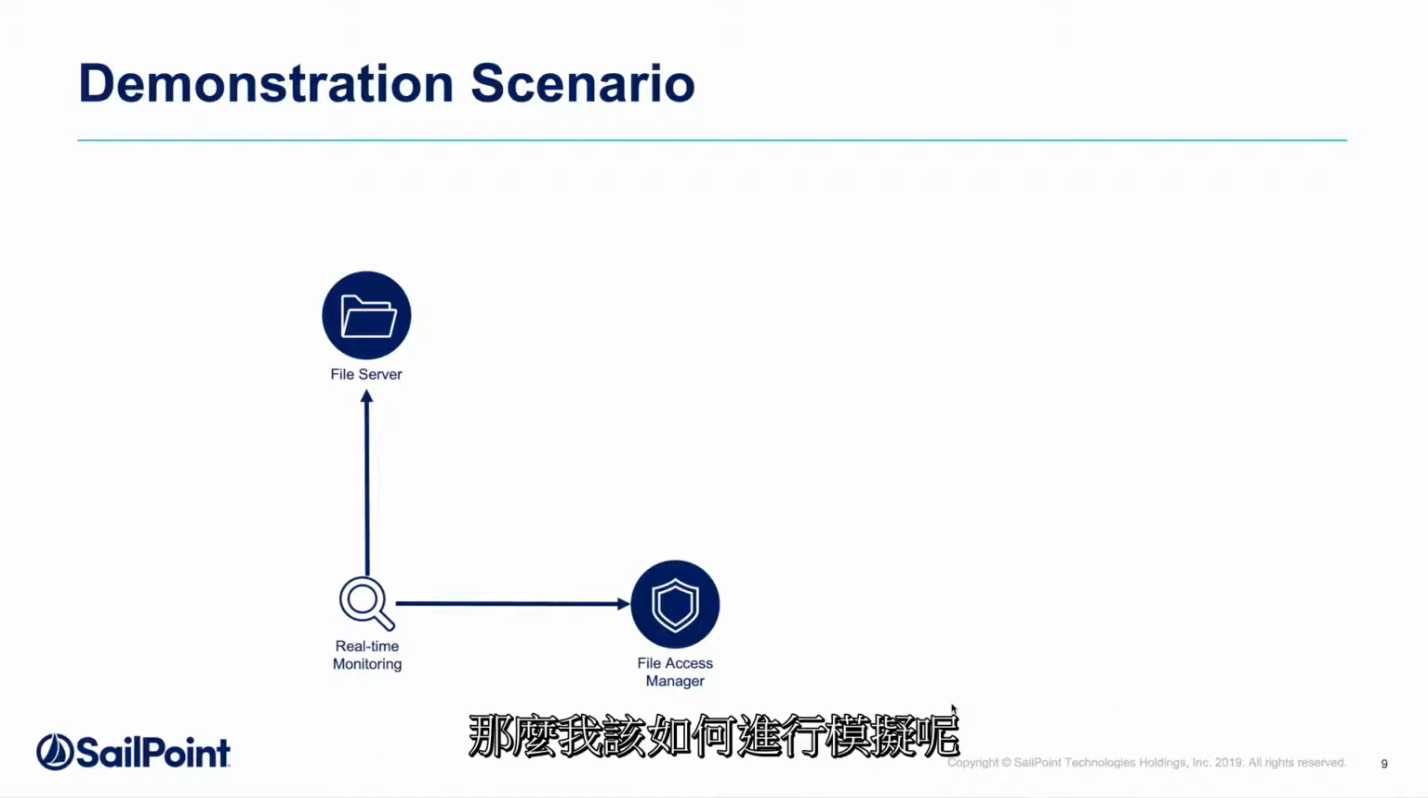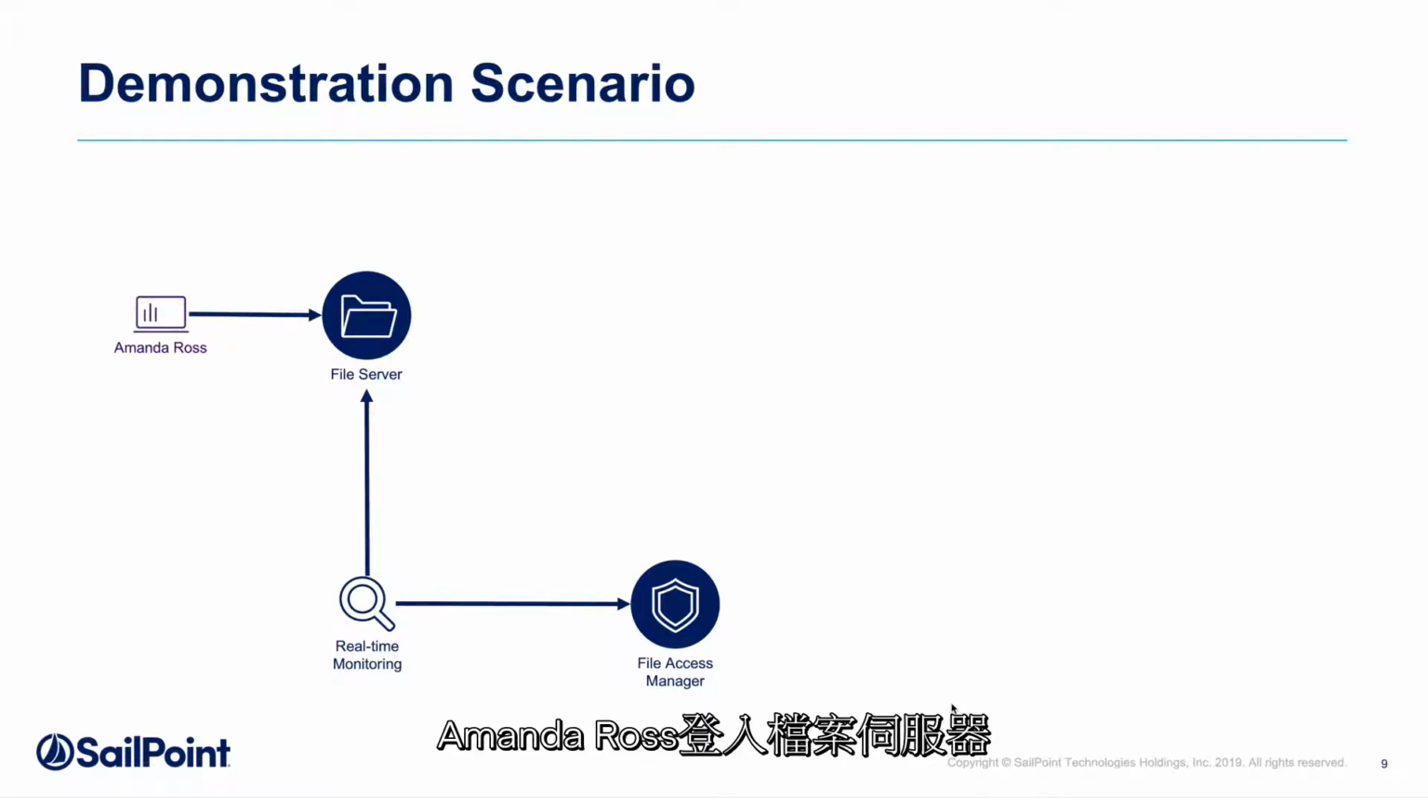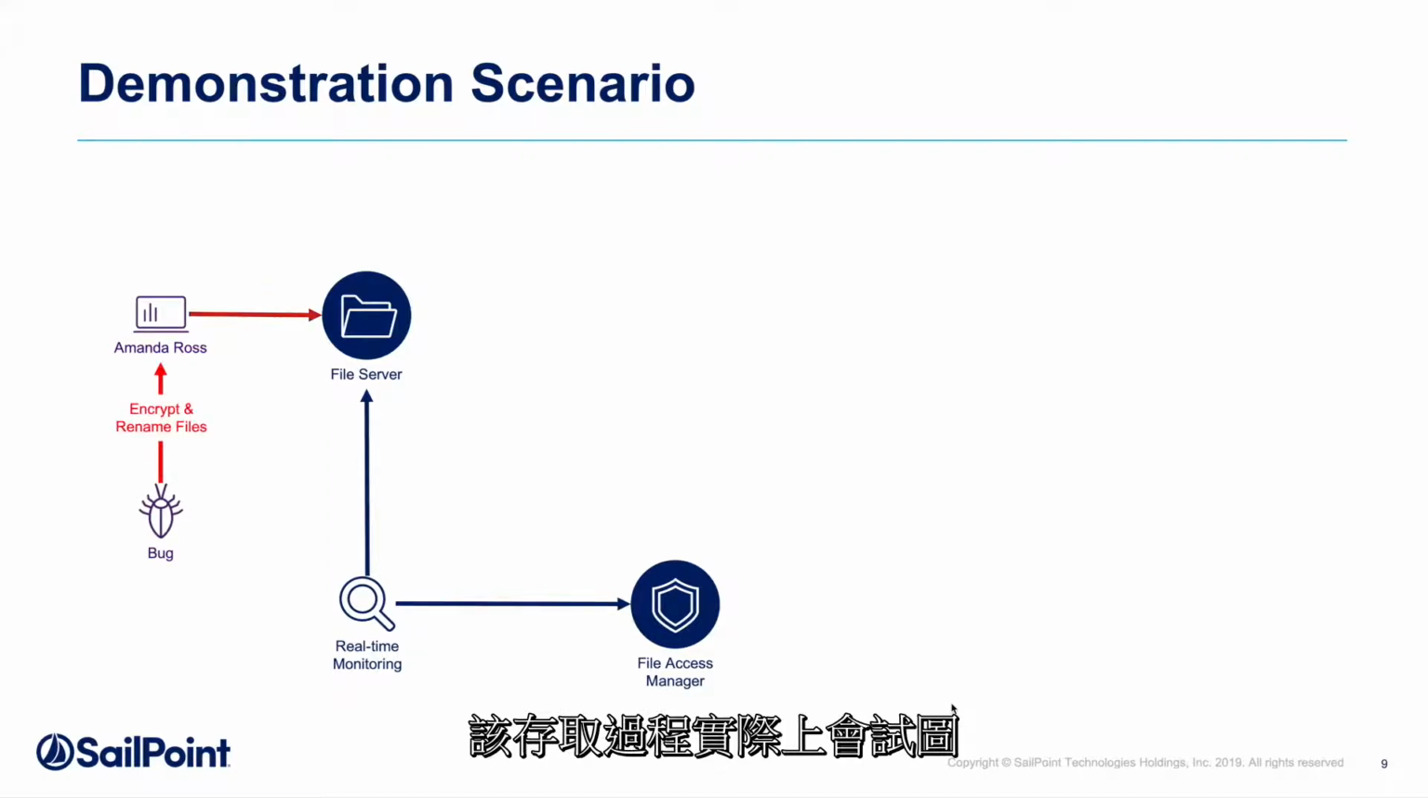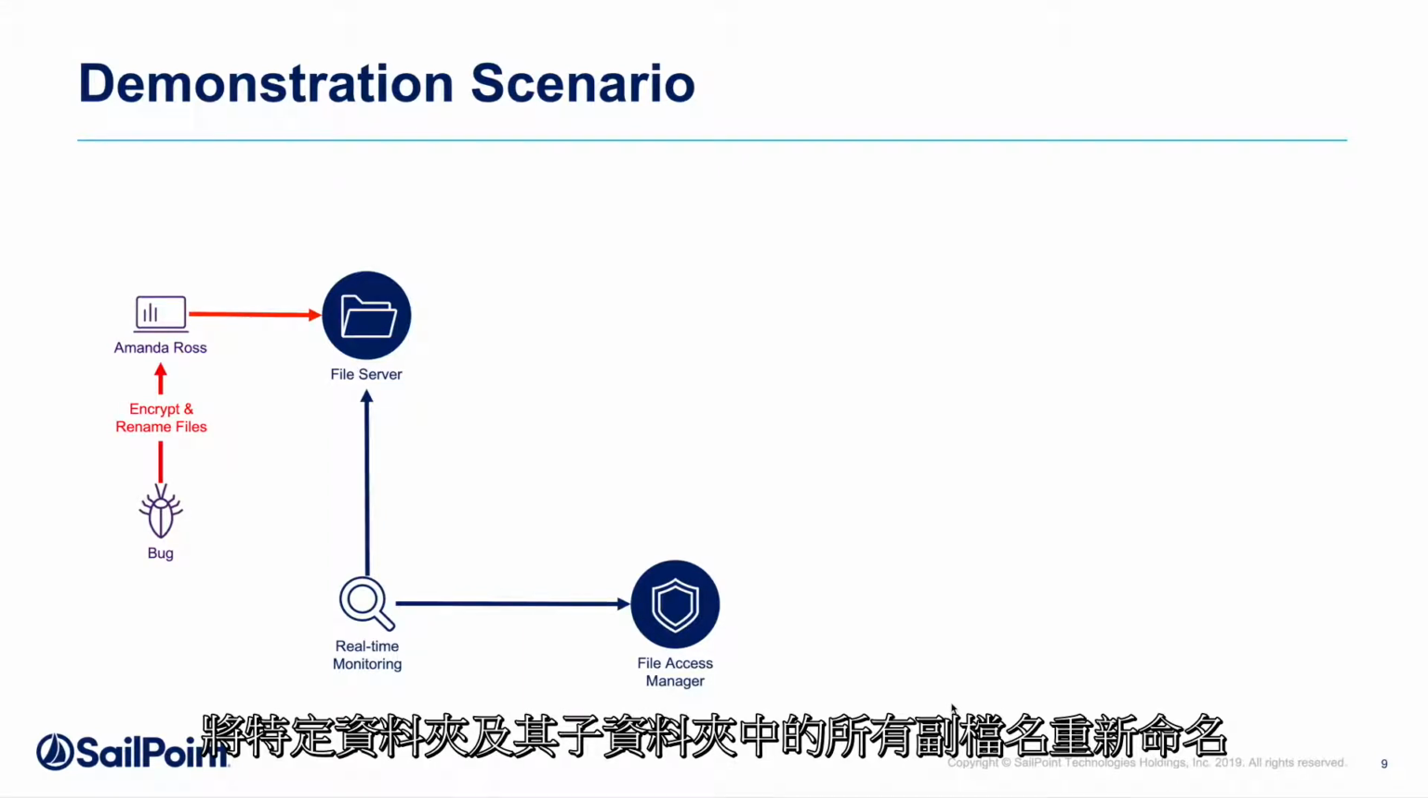Okay, so how am I going to simulate this? I'm going to get a user, Amanda Ross, to log in to the file server. Shortly after, I will kickstart a process that will mimic Amanda Ross's access, which will attempt to rename all the file extensions in a particular folder and its subfolders, of course.